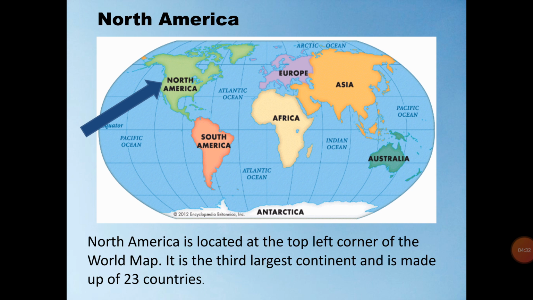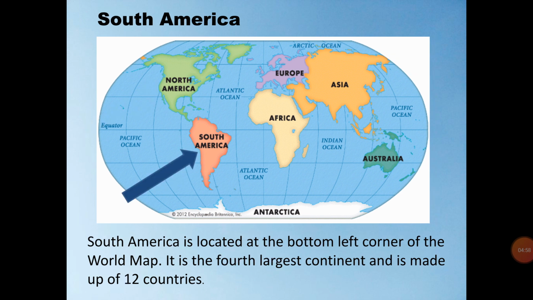Students, North America is located at the top left corner of the world map. You all can see at the top left corner the continent of North America. It is the 3rd largest continent and is made up of 23 countries. Students, I hope you all are able to locate North America in the world map. That's good. Let's move on to the next one.